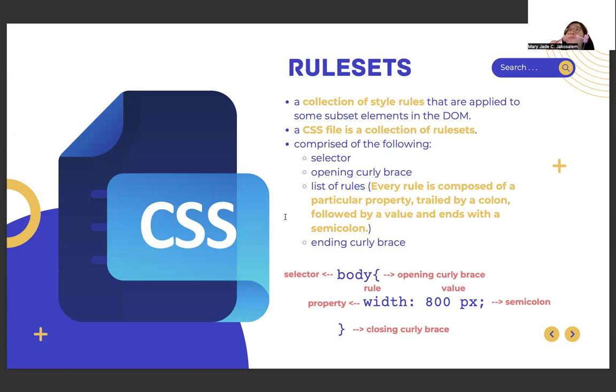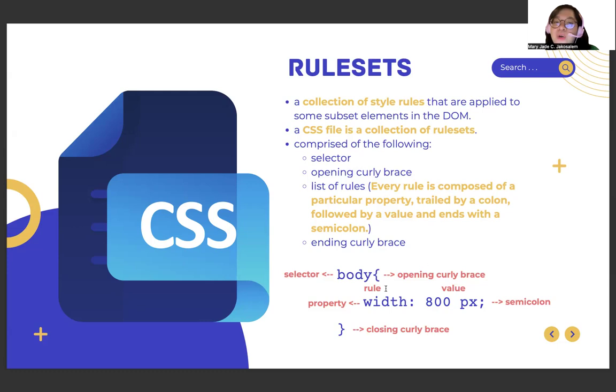So a rule set is comprised of the following. It's comprised of a selector, an opening curly brace, a list of rules, and a closing curly brace. So here, this is an example. This is the selector. For this one, we are selecting the body. This is our opening curly brace. This is our closing curly brace. And this one, the list, is a rule. Usually, a typical rule set has a lot of rules, but for example's sake, we just included one rule.